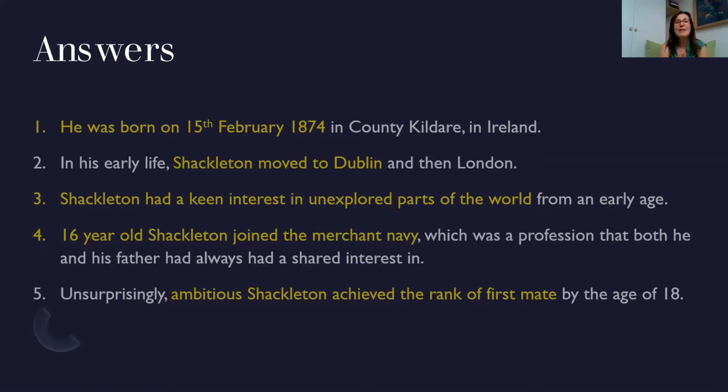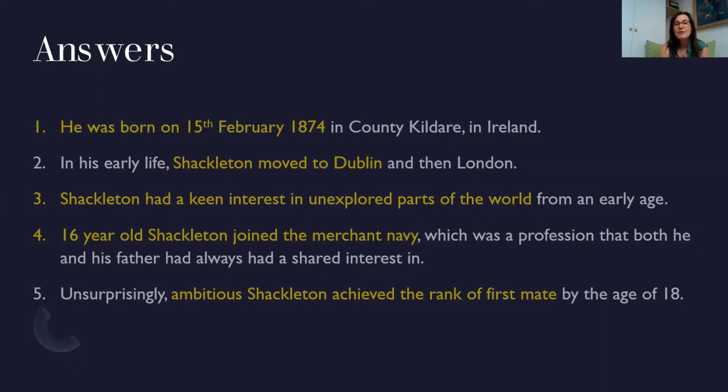Okay, let's have a look at the answers and see how you did. Number 1. Don't forget, we're identifying just the main clause. No additional information, no adverbials, nothing else. So, number 1. He was born on the 15th of February 1874. That's your main clause. It could be taken out of the sentence and it makes sense on its own. Number 2, Shackleton moved to Dublin. That's your main clause.